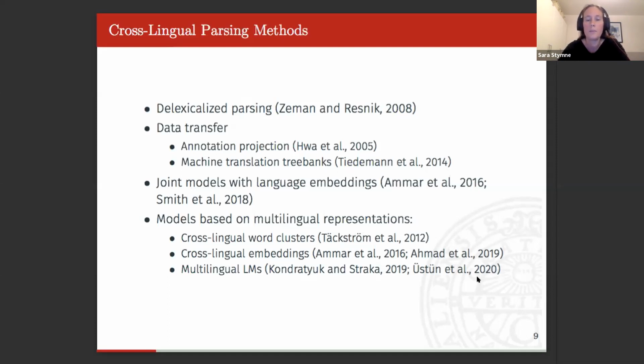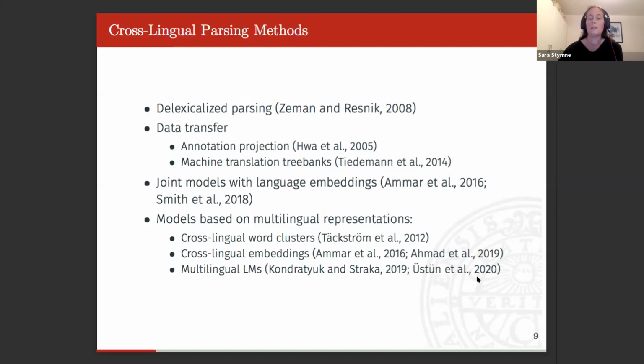Another example was to use cross-lingual word clusters. But of course, with the advances in neural networks, there are also now many methods that are based on that, so that use different types of cross-lingual embeddings or multilingual language models like mBERT. And the idea for these types of models is actually quite similar to the lexicalized parsing, but instead of using POS tags as a representation, you use these multilingual embeddings of different types. And of course, they tend to be much more informative representations of languages.